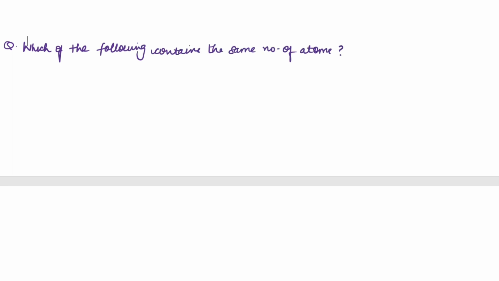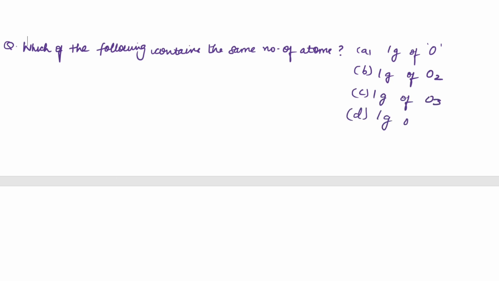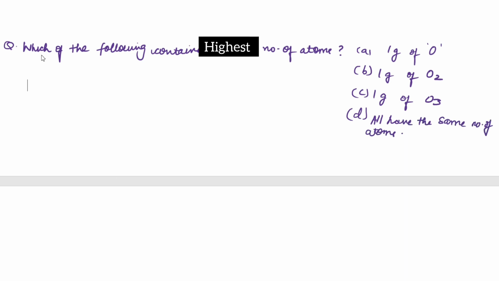So let me give another question. Which of the following contains the same number of atoms? Option A, 1 gram of oxygen. Option B, 1 gram of O2. That was a monoatomic oxygen atom; this is diatomic oxygen. Option C, 1 gram of ozone. It is O3. And option D, all have the same number of atoms.